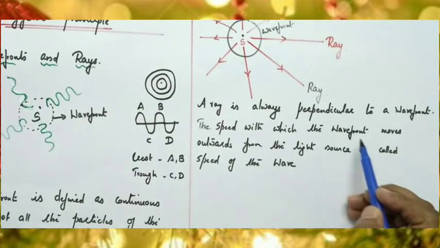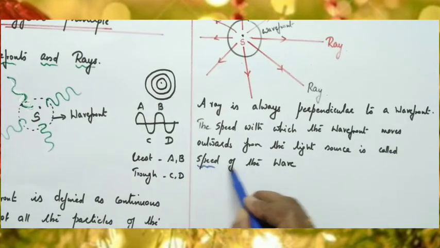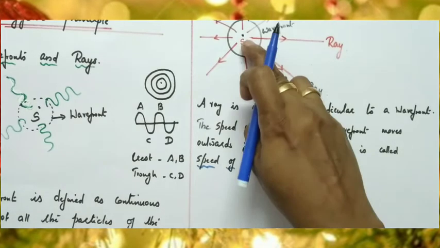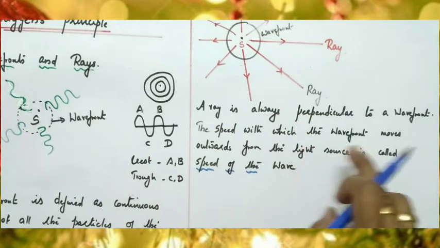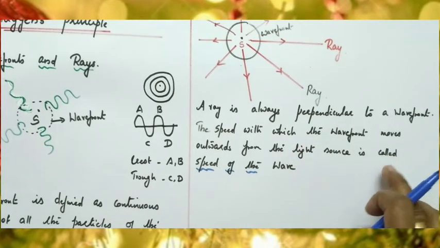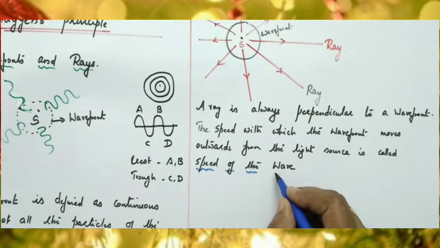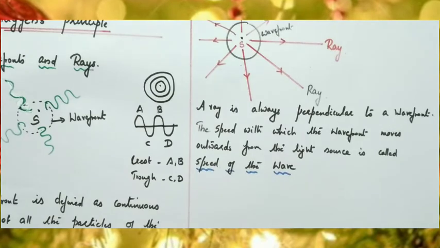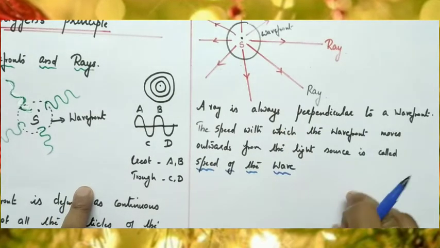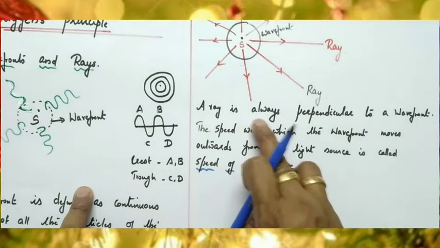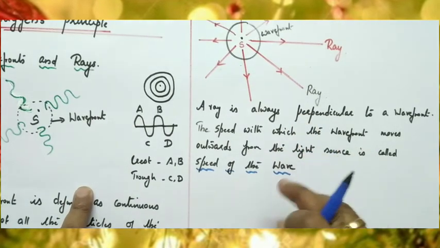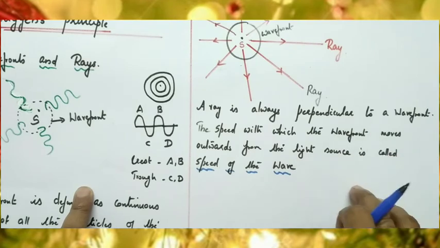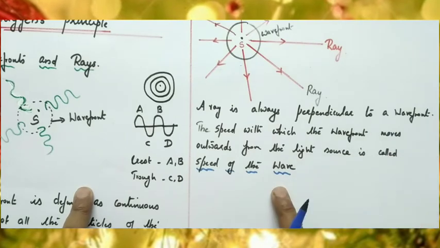The speed with which wavefront moves outward. So, wavefronts are propagating outward from the light source. The speed with which wavefront moves outward from the light source is called the speed of the wave. So, what is a wavefront? It is a region of constant phase. Wavefront and rays are mutually perpendicular to each other, and the speed with which wavefront propagates outward from the light source is called the speed of the wave.